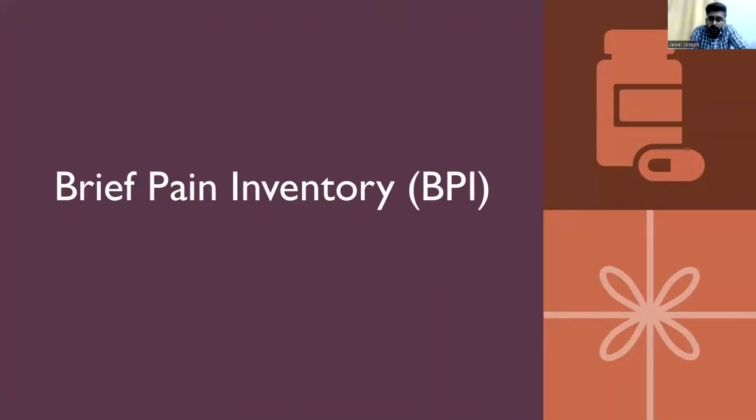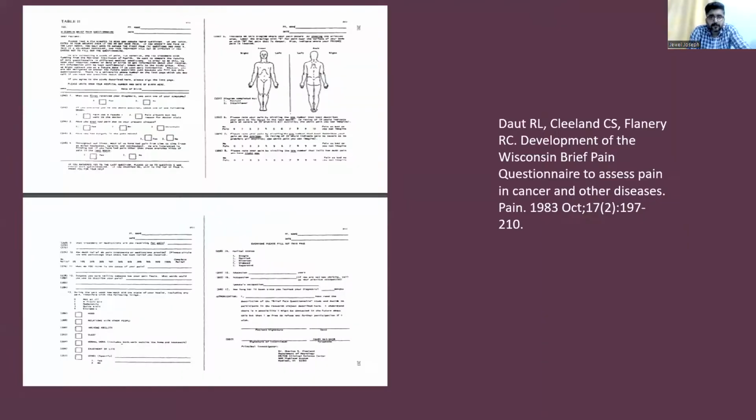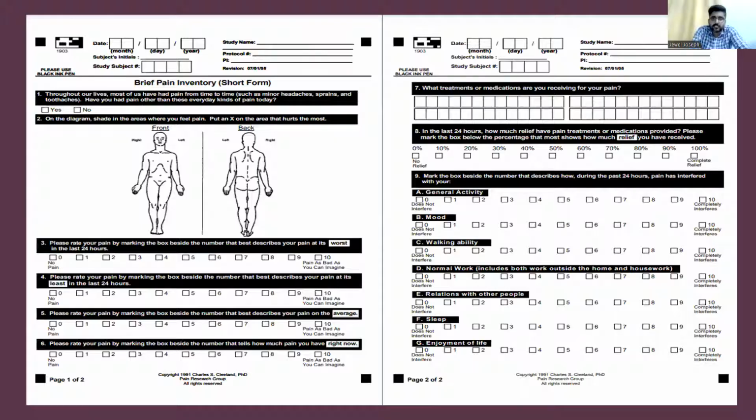Another example of a multidimensional questionnaire would be the brief pain inventory. This actually came out in 1983. This is a short form of it. You can see that here they are asking about how the pain affects the general activity, mood, your walking ability, relations with other people, all those things. So it's a little bit more of an exploratory kind of questionnaire.